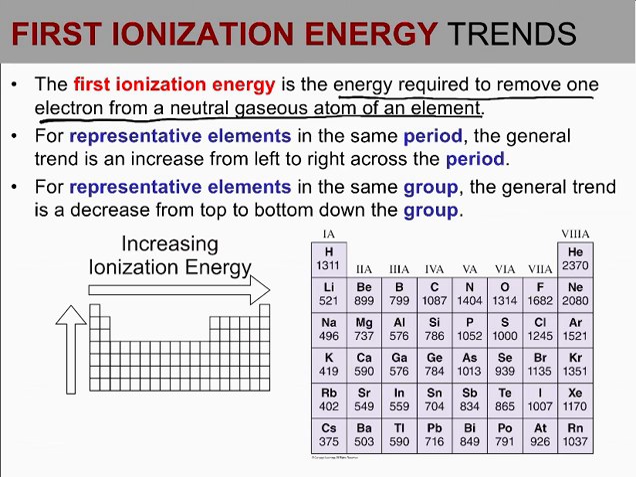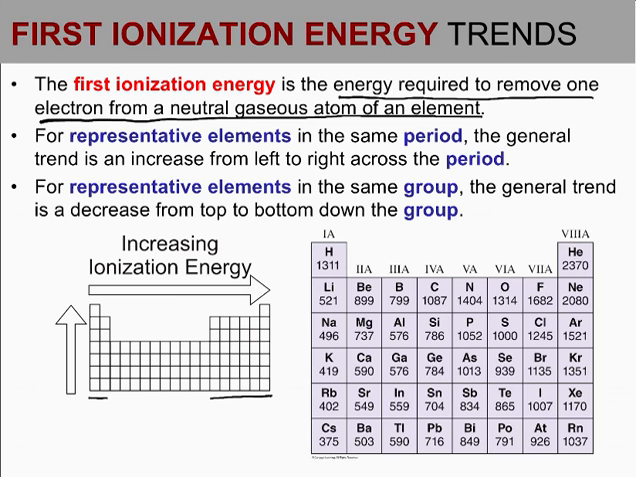So for representative elements, so again, the first 2 columns and then the last 6 columns, in the same period, the general trend is an increase from left to right across the period. And for representative elements in the same group, the general trend is a decrease from top to bottom down the group. Now, we're ignoring the transition elements here because they don't tend to follow these trends, so don't worry about the transition elements. So off to the right, you can see we have the representative elements and their ionization energies.